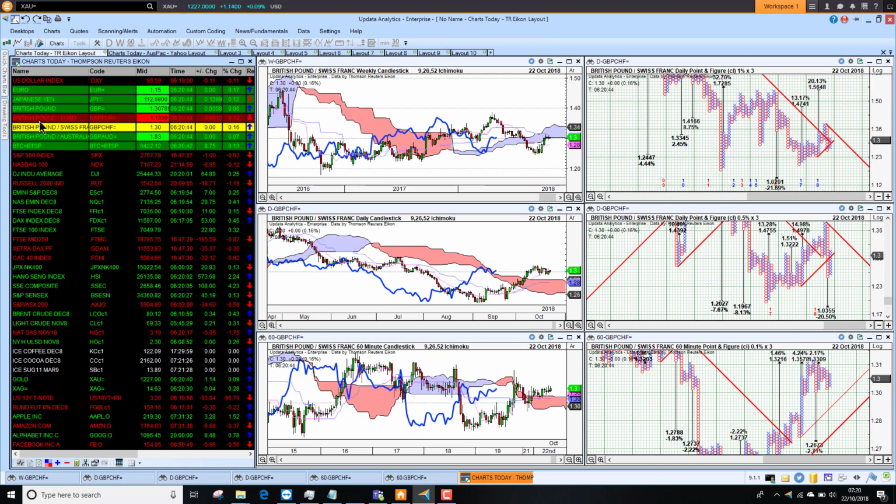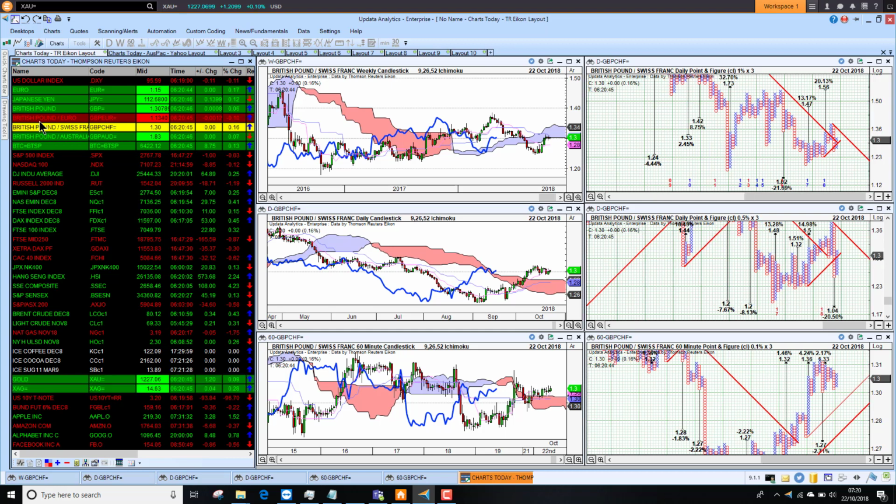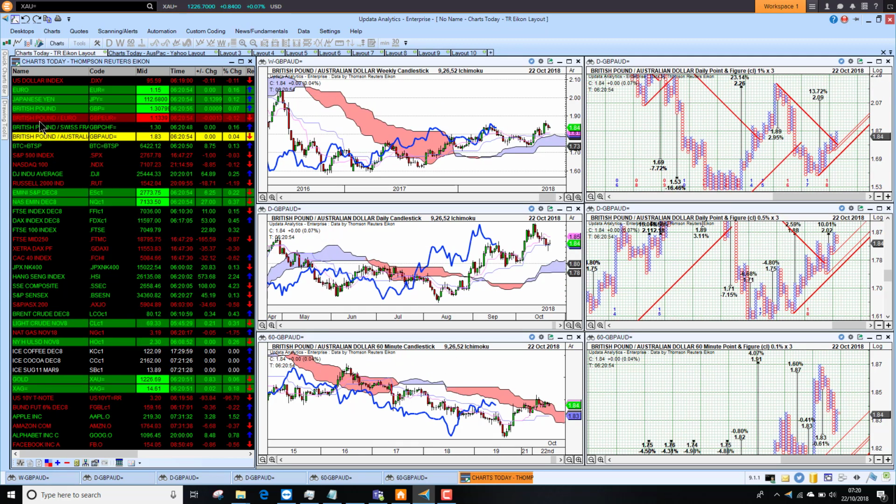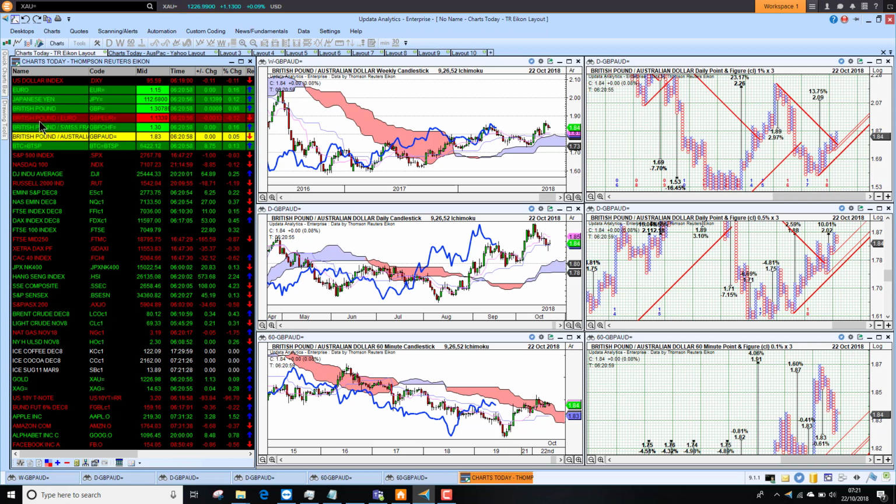Looking against the Swiss franc, sterling looking a bit stronger as it's rising this morning, but still bearish medium term. Just looking at the Australian dollar, Aussie dollar weakening a little bit here against sterling, so looking a little bit better, but still bearish in the short-term chart.